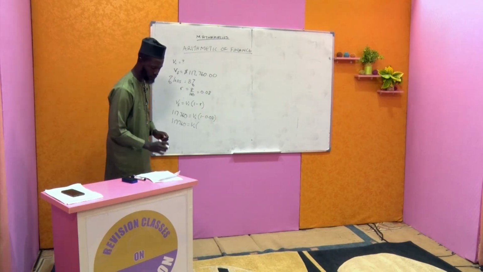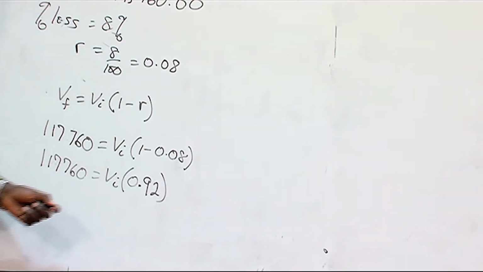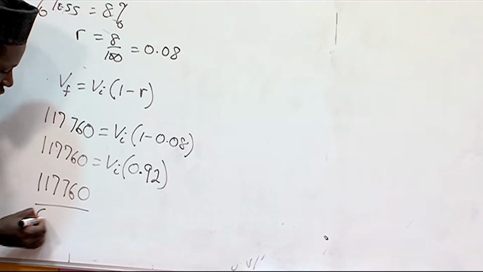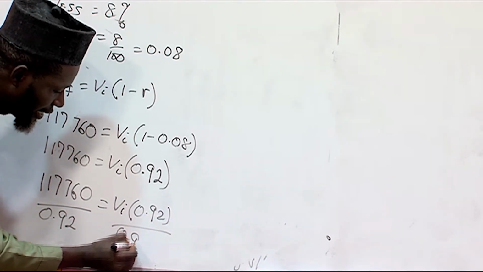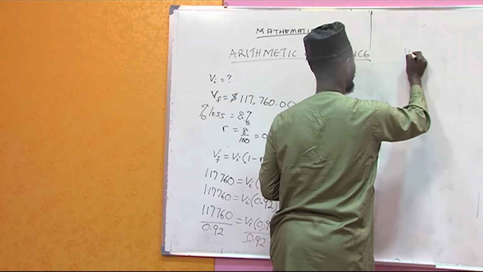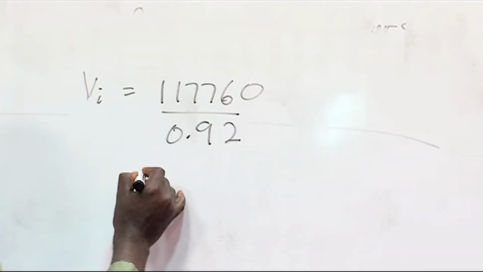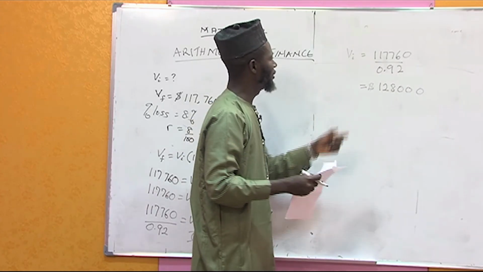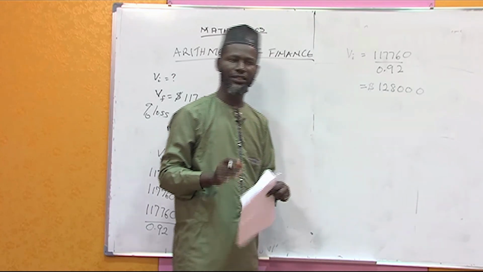Now by making use of your calculator, 1 minus 0.08 is 0.92. The next thing to do is to divide both sides by 0.92. So we have 117,760 divided by 0.92 is equal to initial value into 0.92 divided by 0.92. So this one cancels this one. Now, using your calculator, initial value is equal to 117,760 divided by 0.92, which is equal to 128,000. That is the amount the house was sold for, $128,000.